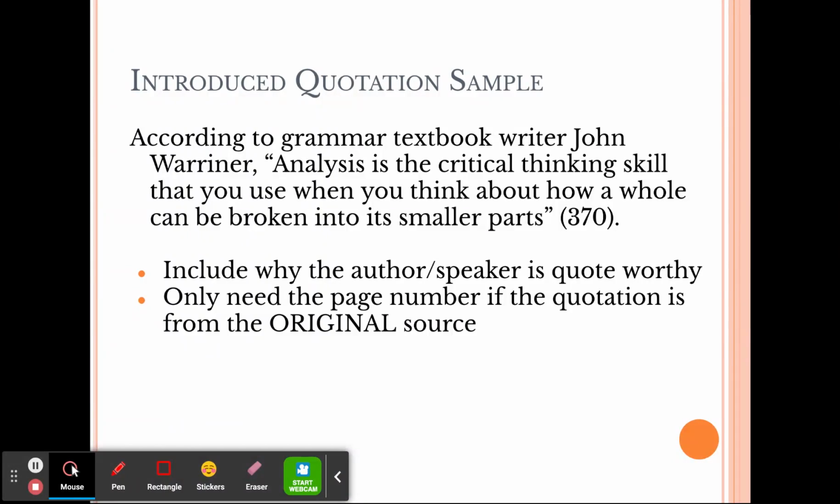If you just say, oh, John Warner wrote this, you're like, oh, I don't know who that is. But if you find out he writes textbooks about grammar, suddenly, oh, yeah, well, he would know about analysis for grammar writing. And you only need the page number. Note that this one doesn't say Warner 370. And the reason is that you've already said the author's last name in the sentence. So because the author's name has already been listed, you don't say it again. You'll just put the page number.